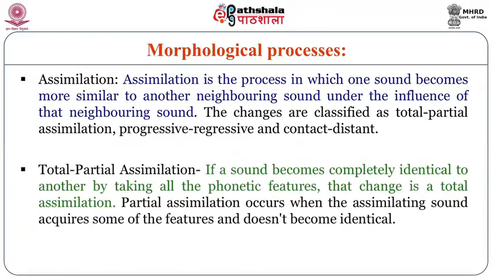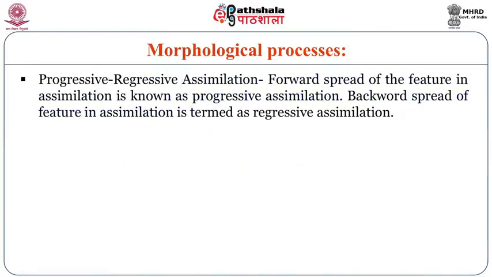Partial assimilation occurs when the assimilating sound acquires some of the features and doesn't become identical. Progressive regressive: backward spread of feature in assimilation is termed as regressive assimilation, and forward spread of the feature in assimilation is known as progressive assimilation. Then we have contact distant assimilation, reciprocal assimilation, dissimilation, etc.